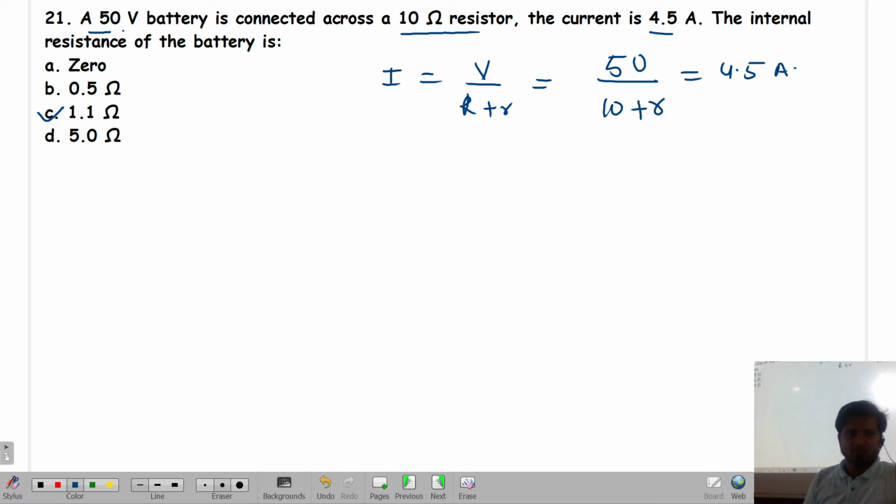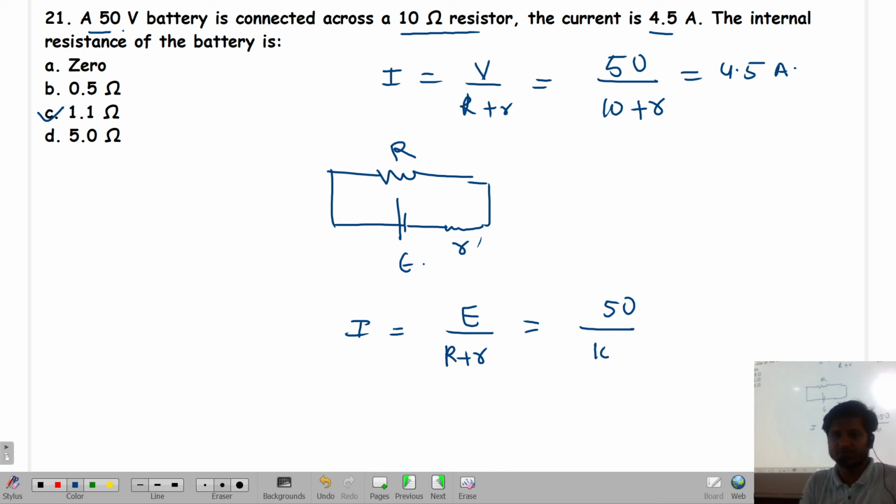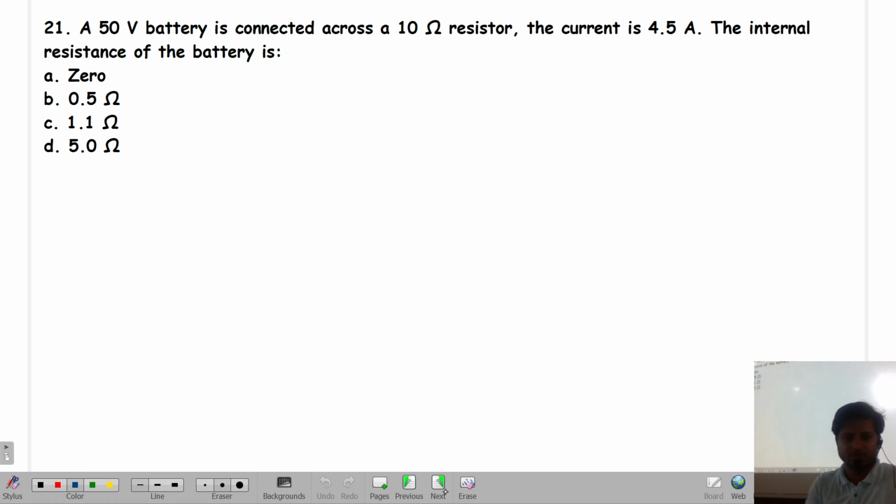If I have a resistor and I connect it with a battery, the internal resistance is small r. Try to understand. This is resistance R, and this is the battery of EMF E. So the current passing through it will be EMF E by R plus r. Remember that the battery is told as a 50-volt battery. That means EMF will be equal to the potential difference. That is 50 divided by 10 plus r. Got it or not?